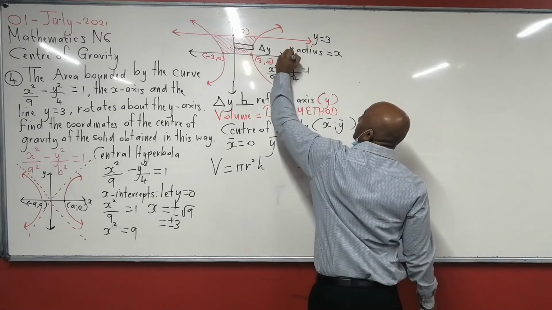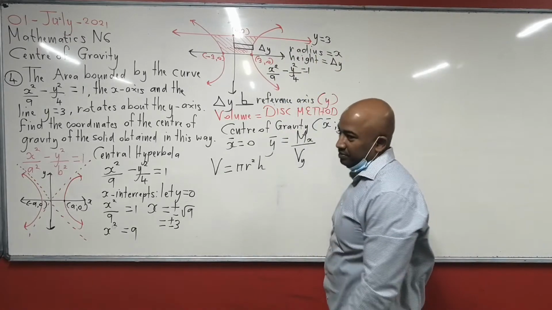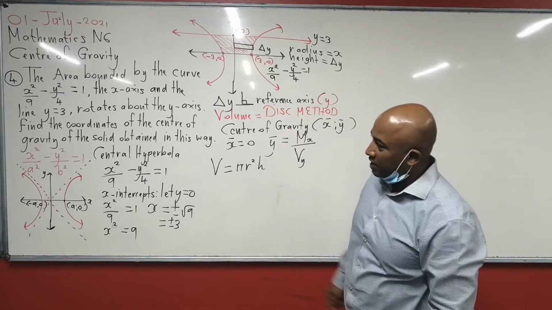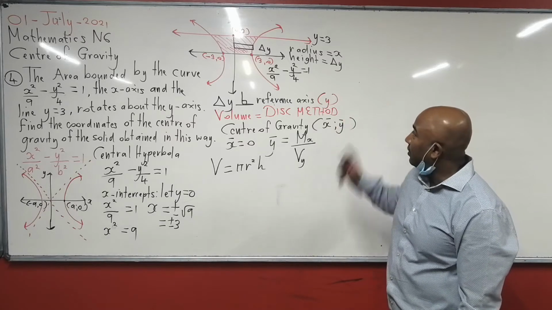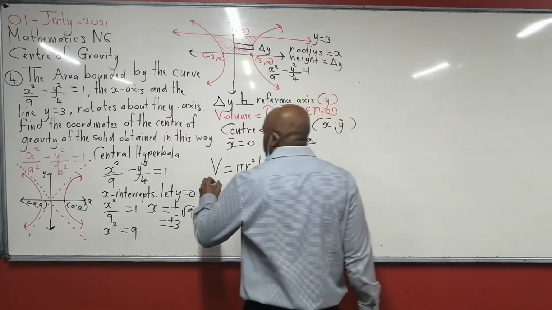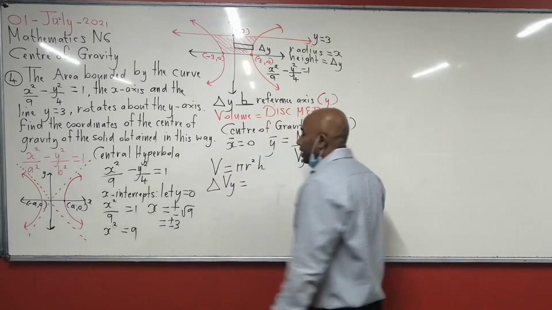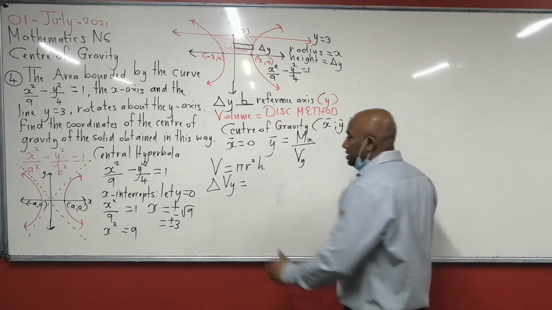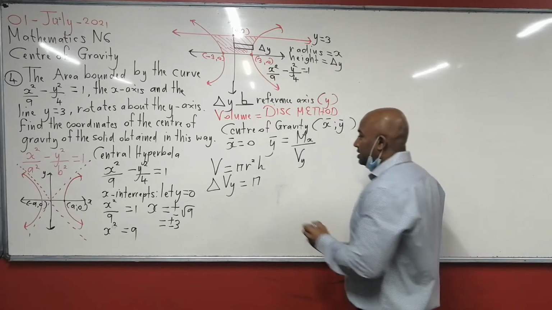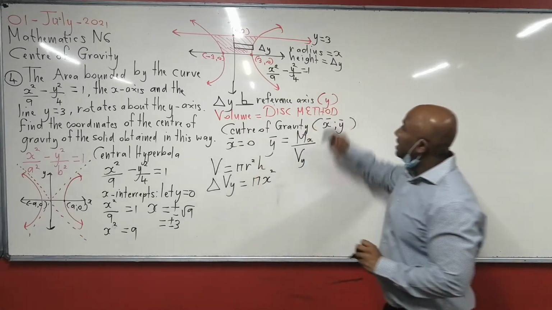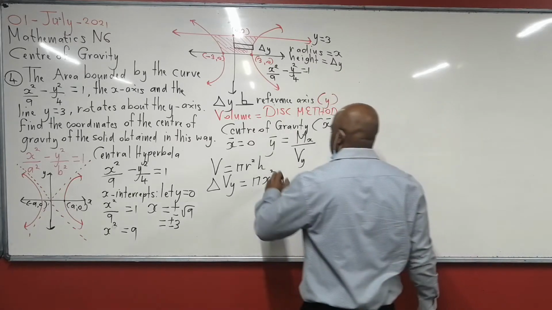The height is equal to delta y. You can always go back and check the questions on volume. If you're unclear, y is the height and x is the radius. So now, compulsory step: delta Vy, rotating about the y-axis, is equal to pi r squared, but we know r is equal to x. So that's going to be pi x squared times the height, where the height is equal to delta y.